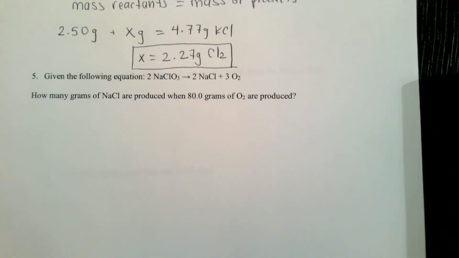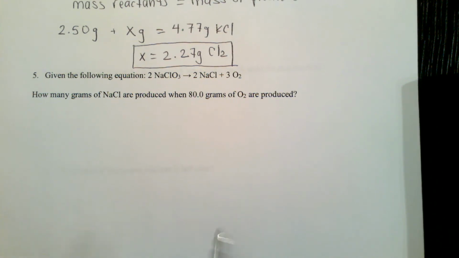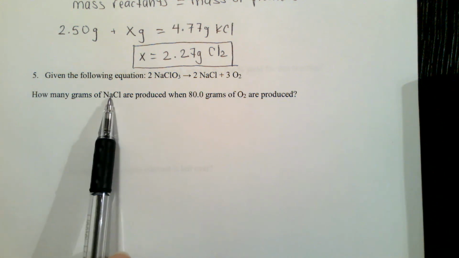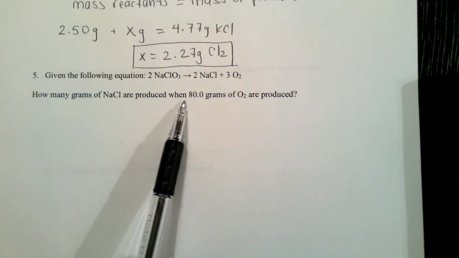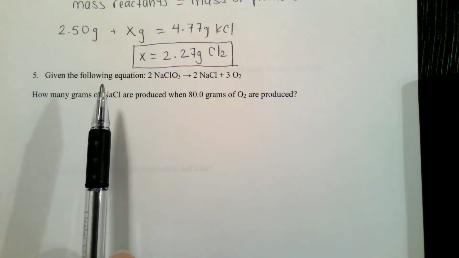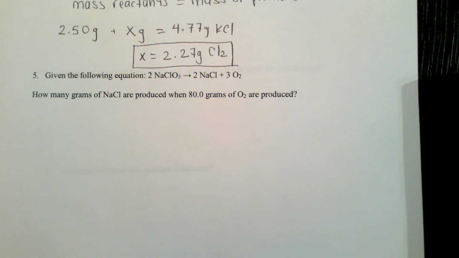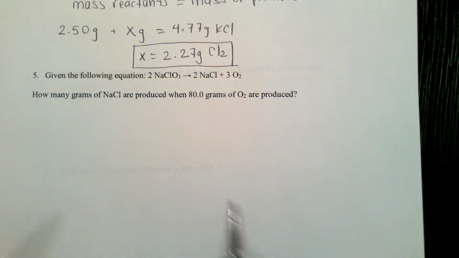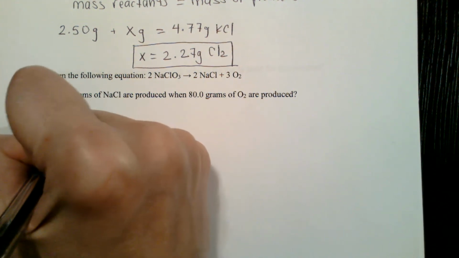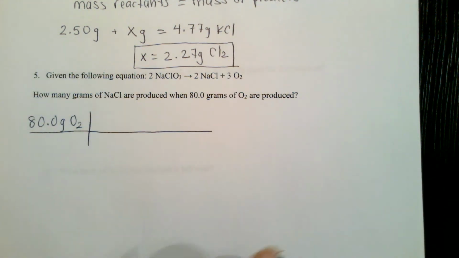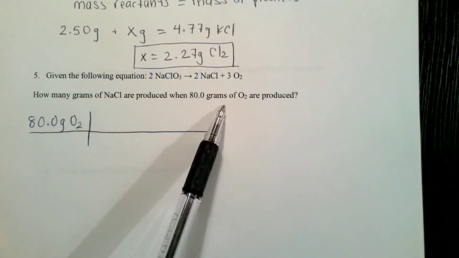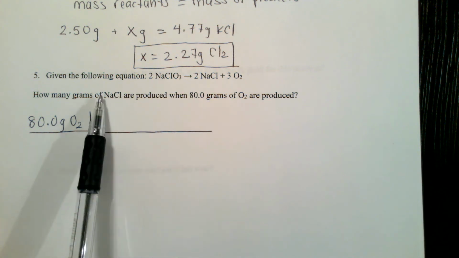Okay, so we're going to do one of the same type of problem. Okay, so we have a chemical reaction. We want to know how many grams of sodium chloride are produced when 80 grams of O2. Okay, so we collect 80 grams of O2. We want to know how much sodium chloride we also collect in the process. So we have 80 grams of O2. Okay, we're doing essentially the same thing we did above. We're going grams of oxygen to grams of NaCl.